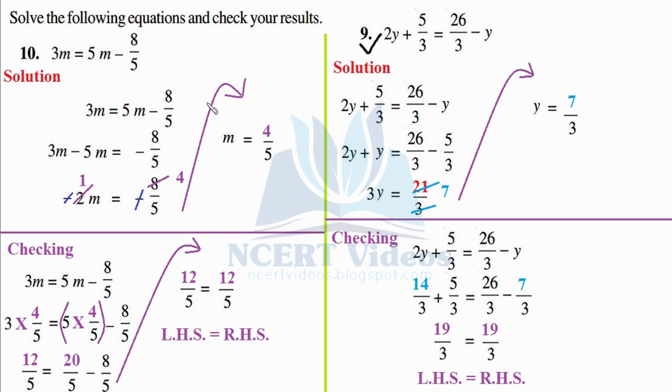So you see how easy it is to find the solution of the given equation in one variable and check our results. The only thing is we have to separate variables on either side and then we find our solution of the given equation, and while checking we simply plug in the value of our variable that we have found in our solution part, and if left hand side equals right hand side, then our solution that we have found in the previous step was correct.